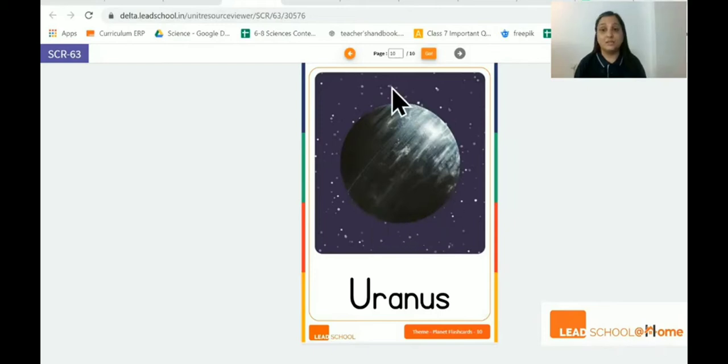And do you know this planet? This is blue-green in color. It has both blue and green colors in it. So do you know the name of this planet? This is Uranus. Now you say it once. Correct. This is Uranus.